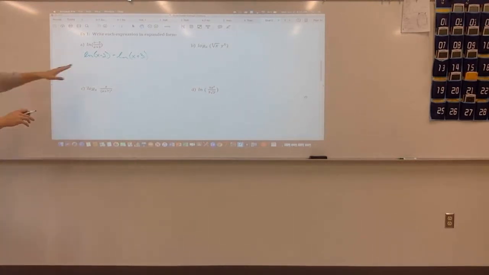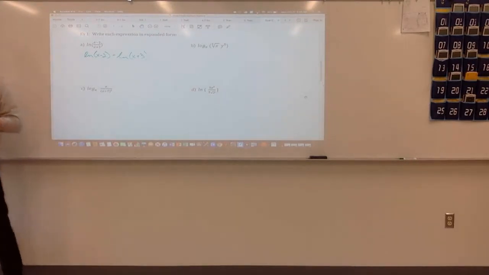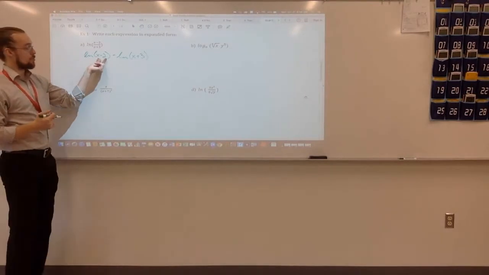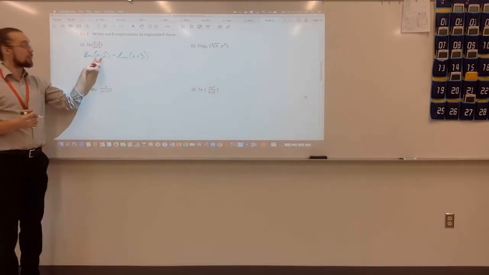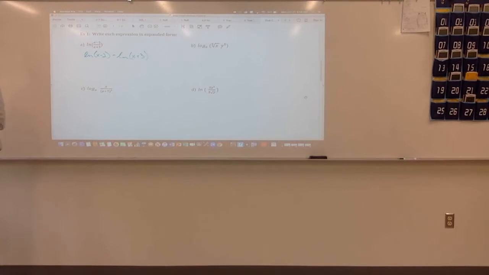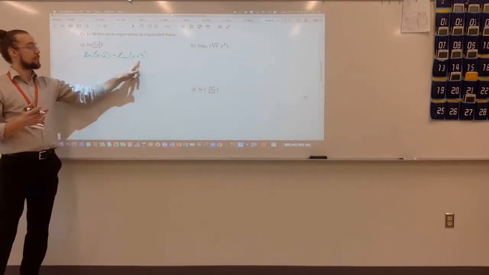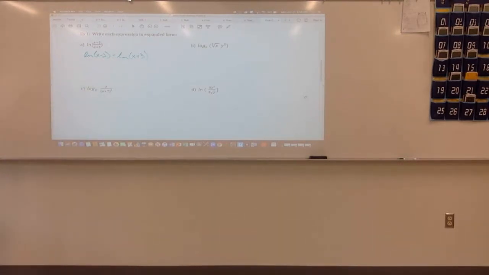Good thought, though. So this is as far as I can expand this log. Our rules up above were, if we're multiplying or dividing on the inside of the log. Here, we're adding and subtracting on the inside of the log, so I cannot split those up any further. That would be my final answer. That would be as far as I can expand that out.